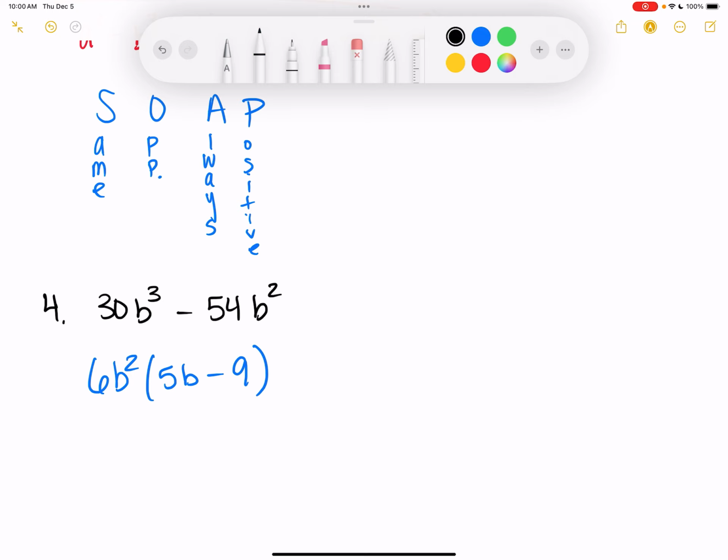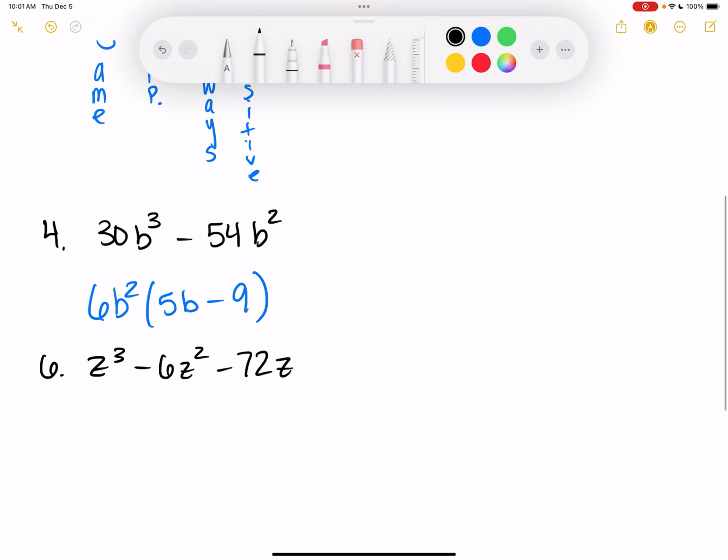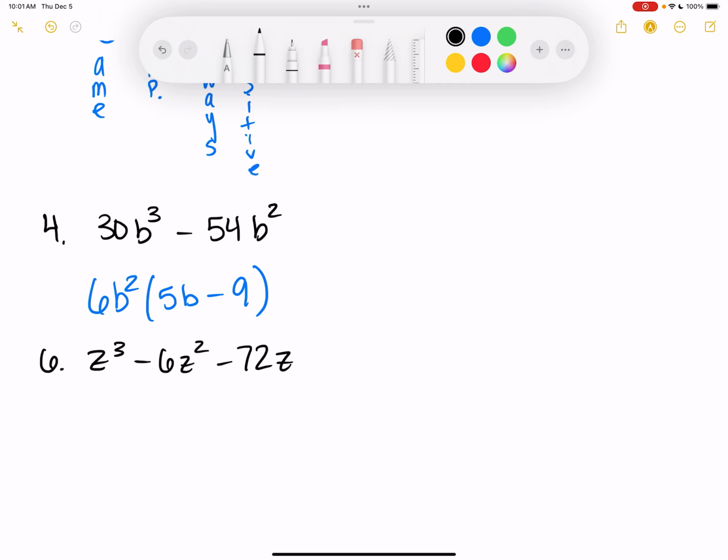6z cubed minus 6z squared minus 72z. So general rule, when we have something like this, we want to see if there's anything we can take out first, and then from there we'll see if we can factor it down any farther. The previous one, there was nothing more to factor. But what can I take out of all three of these pieces? Just z. There's no 6 in front of this one. So just z.